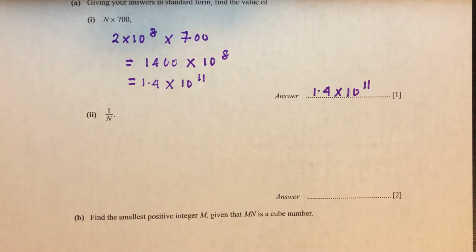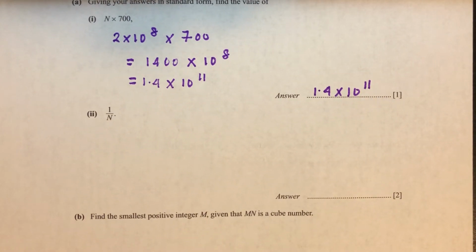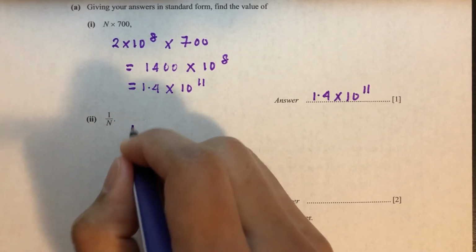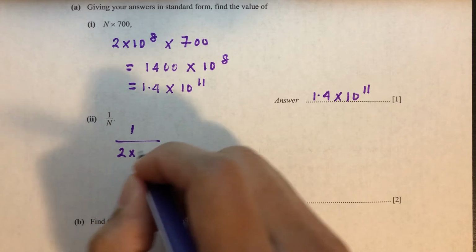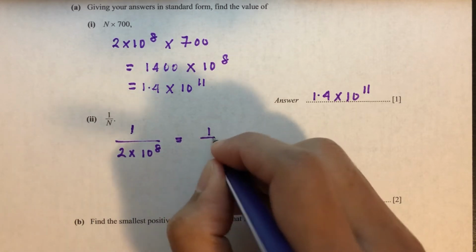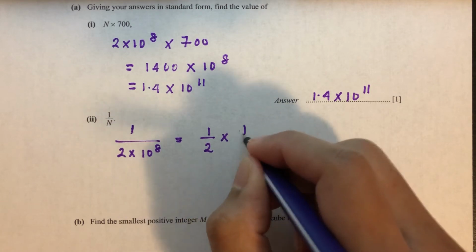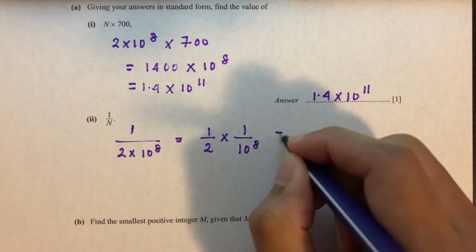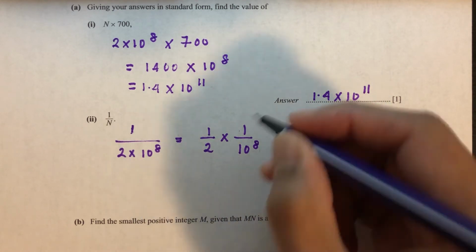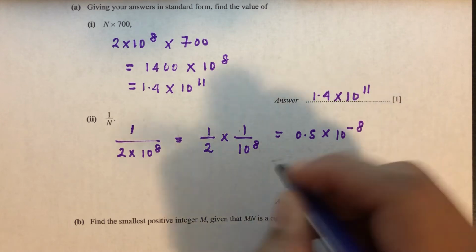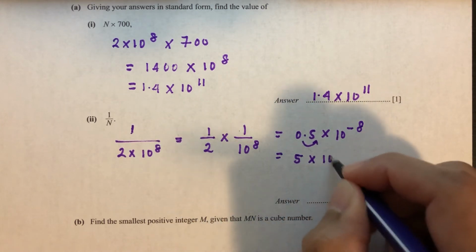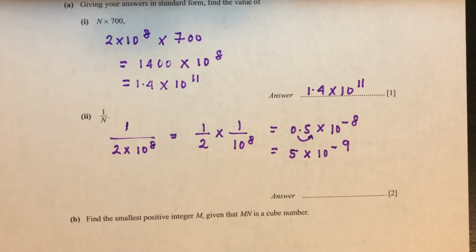Moving on, part 2, 1 over n. So 1 over n, where n is 2 times 10 to the power of 8. We can rewrite this as one half times 1 over 10 to the power of 8. So 1 divided by 2 is what? 0.5 times, bring this up, 10 to the power of minus 8. We have to move one decimal place, so it will be 5 times 10 to the power of minus 9. And that is your answer.